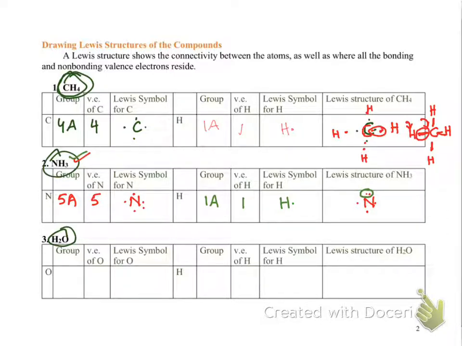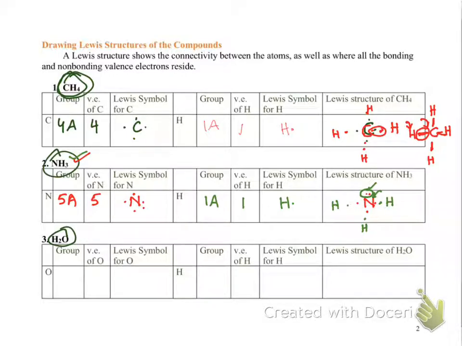So there are 4 corners. We want to have 2 dots in each corner. That makes it 8. So there were already 2 here. And the sharing is equal. So here hydrogen is sharing 1 electron with nitrogen. Nitrogen is sharing its electron with hydrogen. So we'll put it like this.